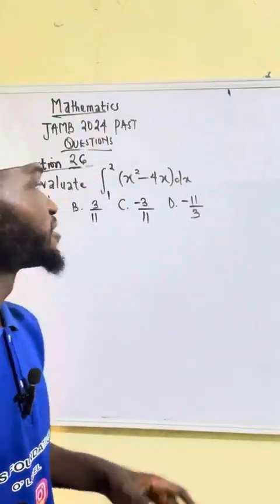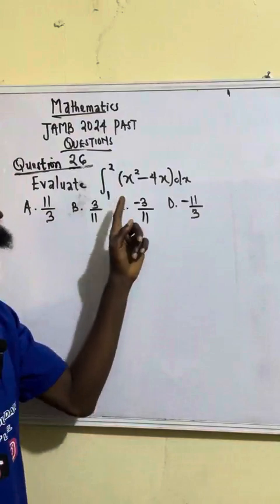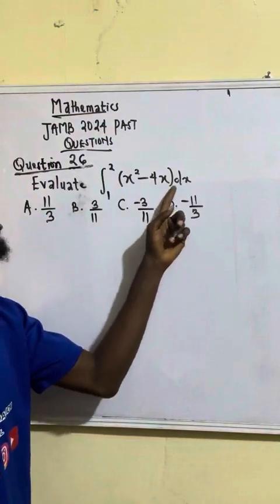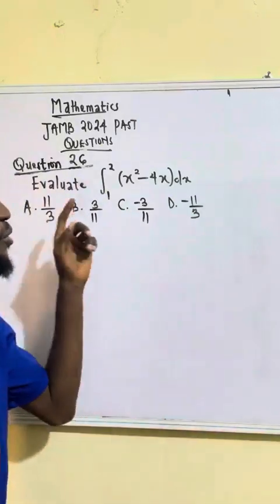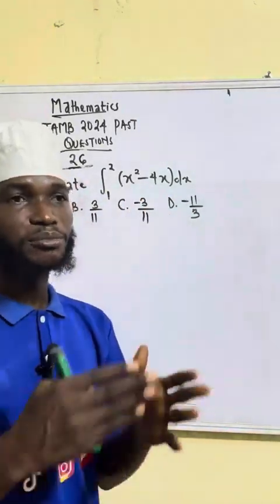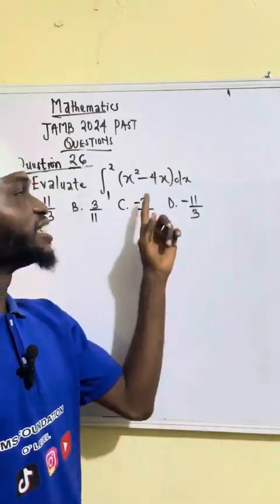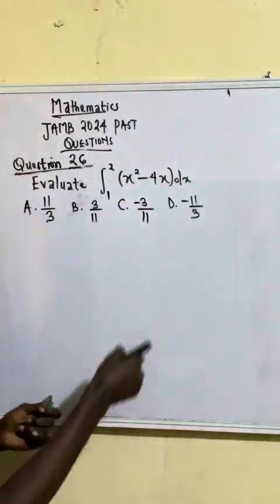Question 26. Let's go. Evaluate the integral from 1 to 2 of the function x squared minus 4x with respect to x, that is dx. So this is a question on calculus, particularly integration, and more specifically, definite integral. So how do we go about this?